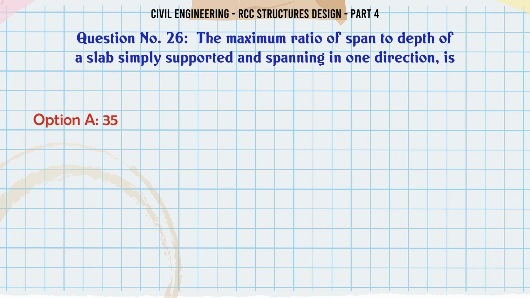The maximum ratio of span to depth of a slab simply supported and spanning in one direction is A. 35, B. 25, C. 30, D. 20. The correct answer is 30.